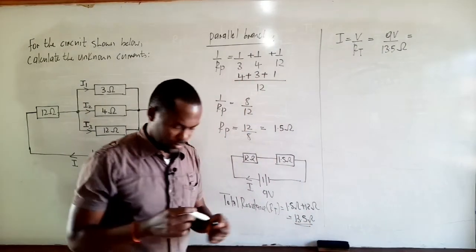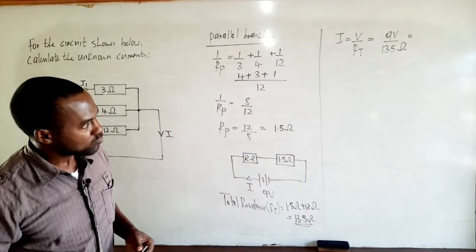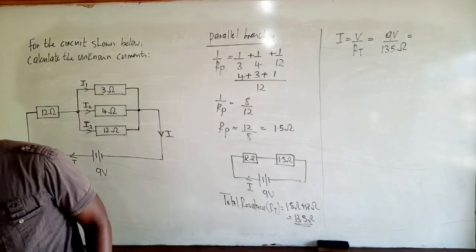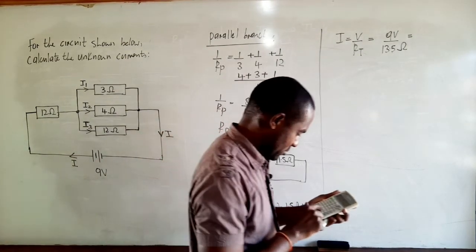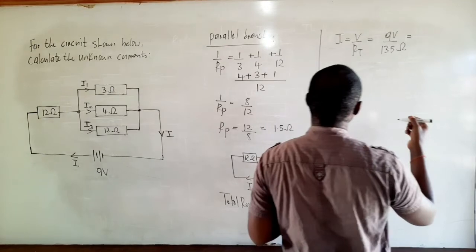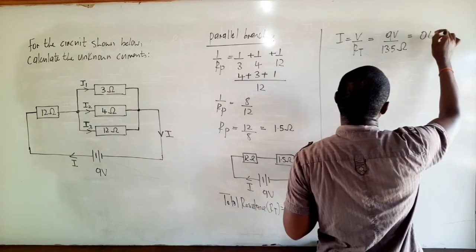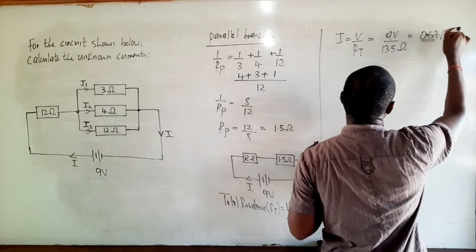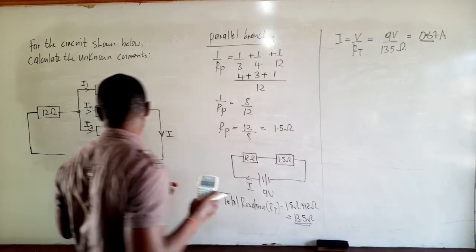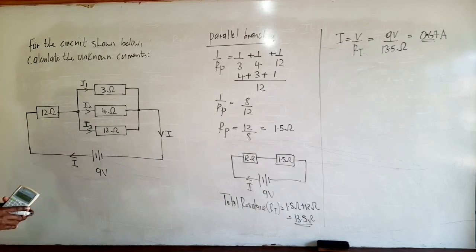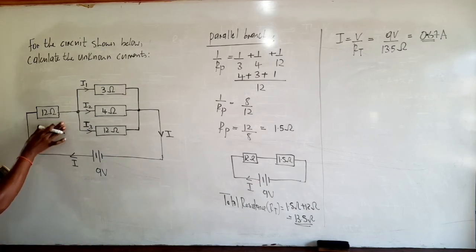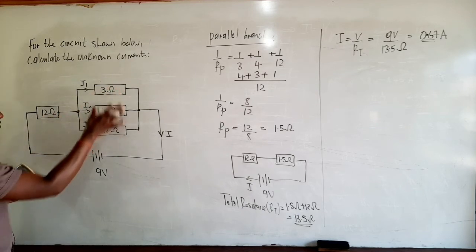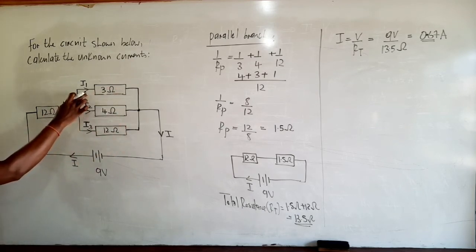And what does that give us? Let me see. Where's my calculator? So that gives us 2/3 of an ampere, or 0.67 amperes. So the total current flowing I is equal to 0.67 amperes, or approximately 2/3. Having done that, what we'll then do is find the PD across the 12 ohm resistor, and that will allow us to find the PD across the parallel branch, and we'll then find the individual currents I1, I2, and I3.